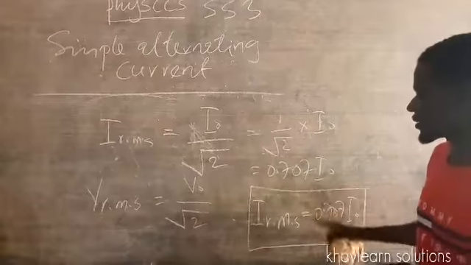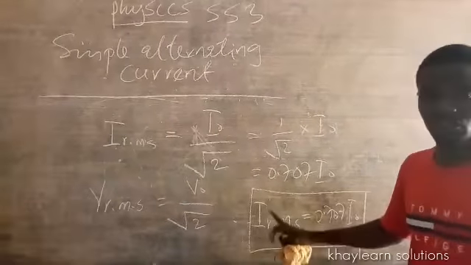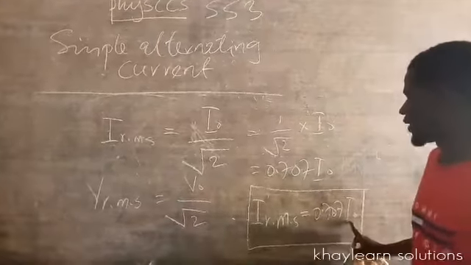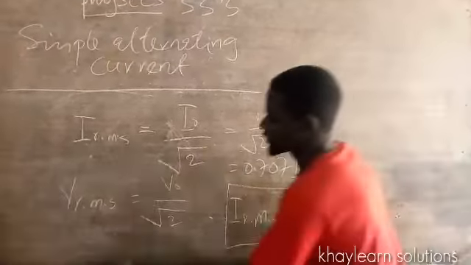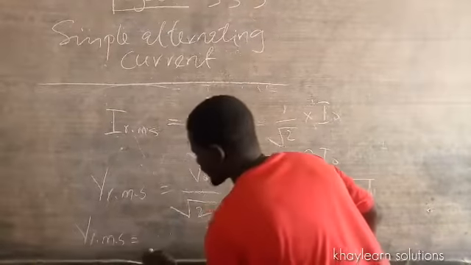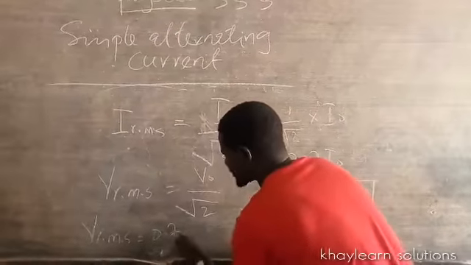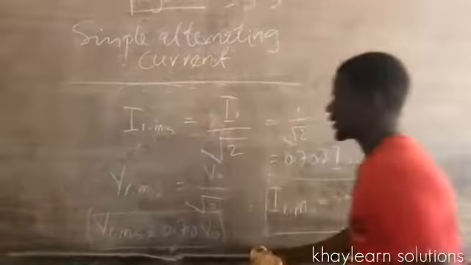But as far as this is concerned, this is the formula one can use to find either the root mean square value or the peak value. One must be given to find the other. So also the potential difference. The root mean square value of the potential difference will also be equal to 0.70 V naught. So you see, this is the relationship they have.